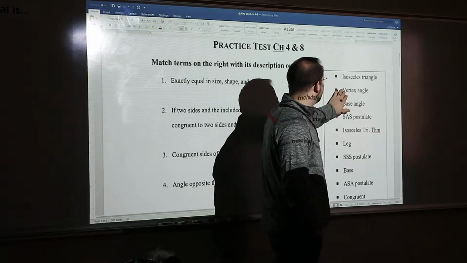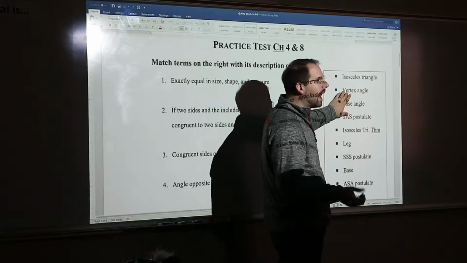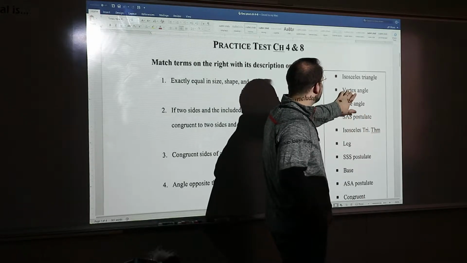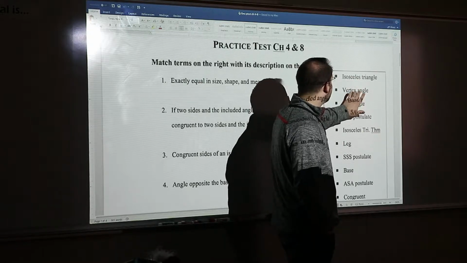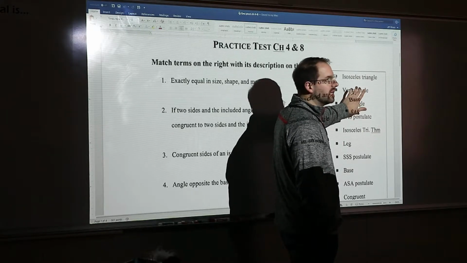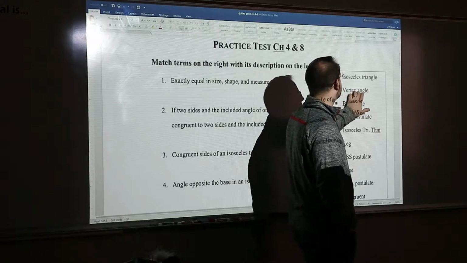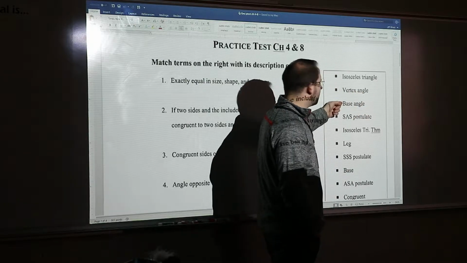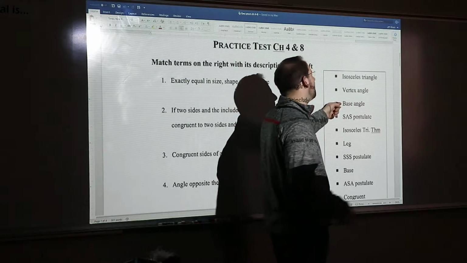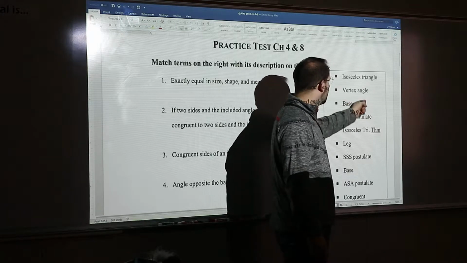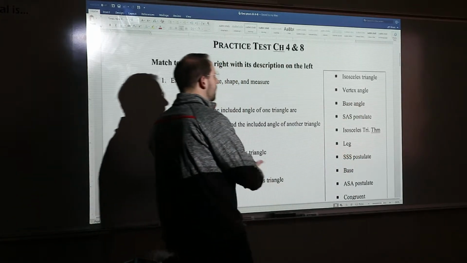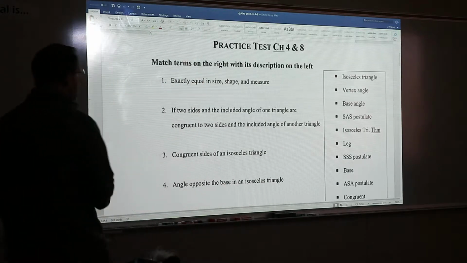Vertex is the angle that is in between the 2 legs. It is opposite the base. That is a vertex angle. That is a specific angle of an isosceles triangle. It is the angle opposite the base, but it's in between the 2 legs of an isosceles triangle. Base angles are the angles that touch the base of an isosceles triangle. They are opposite the congruent sides. That's a key word here. The base angles are the angles across from the legs, across from the congruent sides.